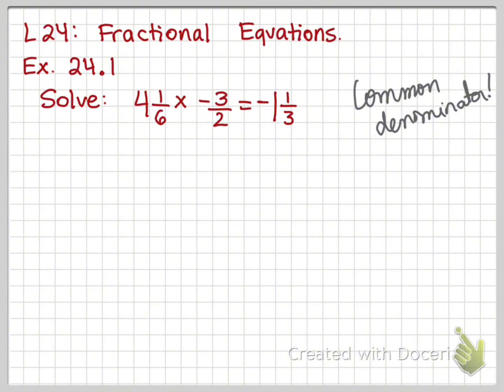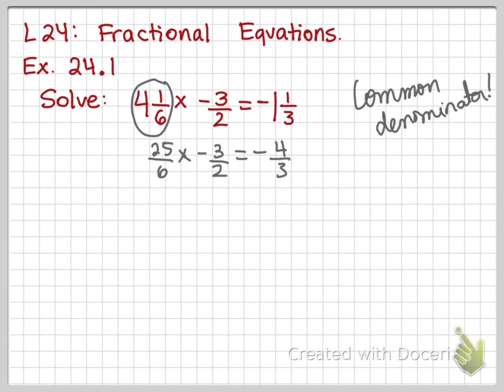First, we're going to pass this mixed number to improper. So remember, 4 times 6, 24, plus 1, 25 over 6. And then we also have another mixed number on the other side. So that's 1 times 3 is 3 plus 1 is 4. And then we put the negative.